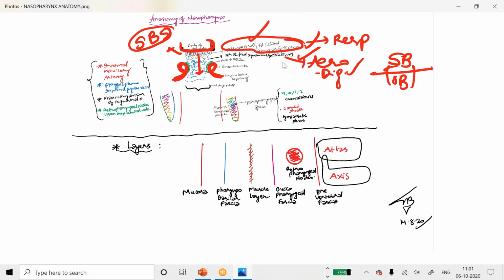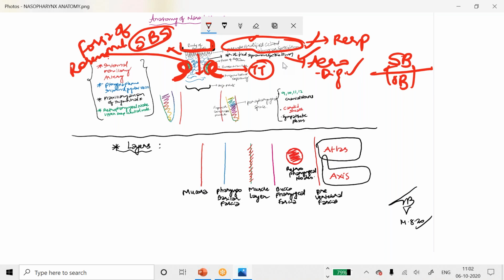You will find the eustachian tube over here. If you take the eustachian tube like this, there is an elevation called the torus tubaris over here. And the one which is medial to it, which has a fissure, a fossa, is called the fossa of Rosenmuller. Fossa of Rosenmuller. Very important.